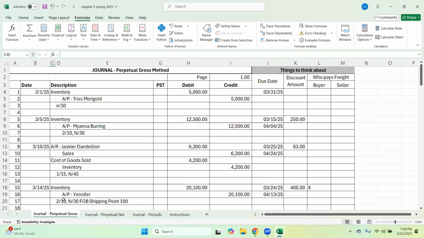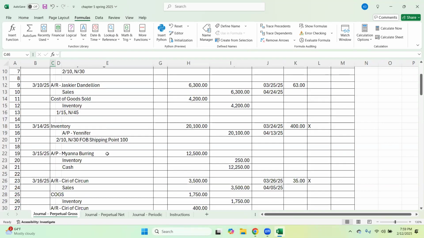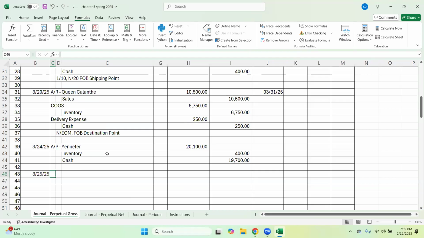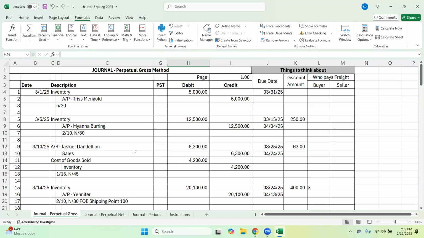Okay, I know he was up here. Okay, 310. Okay, it's due 325. He gets to take a discount of $63. We can do this a couple different ways, but this is how I'm gonna do it. I'm gonna go cash. How much cash are we gonna get? We're gonna subtract out that $63, so it's gonna be $6,237.